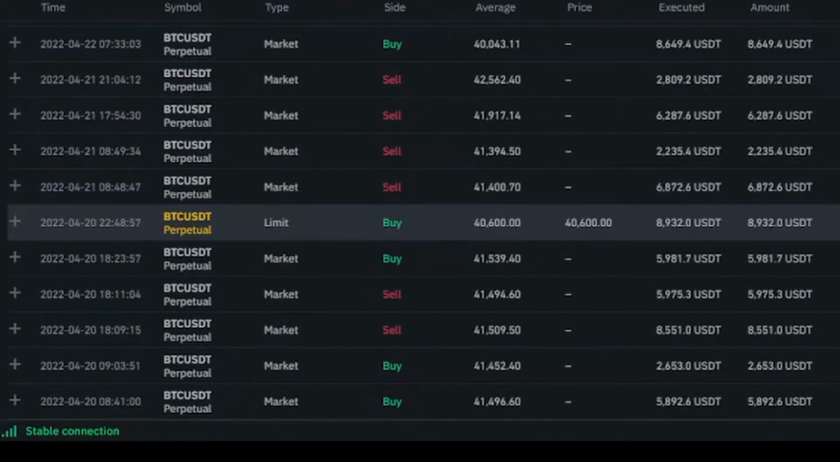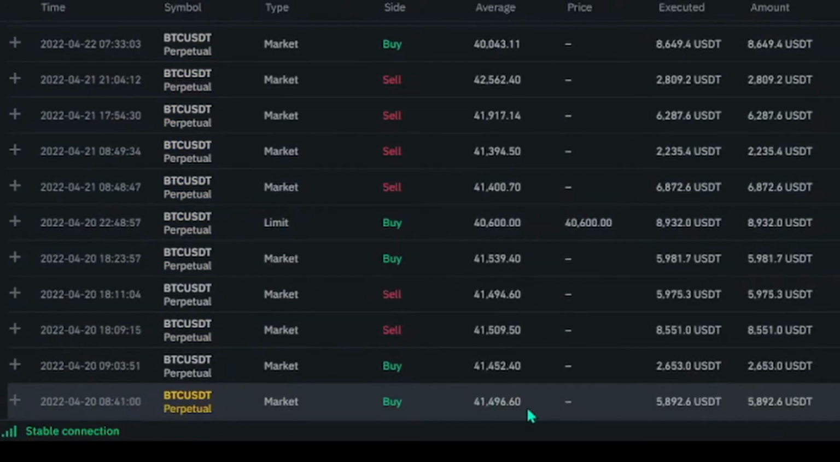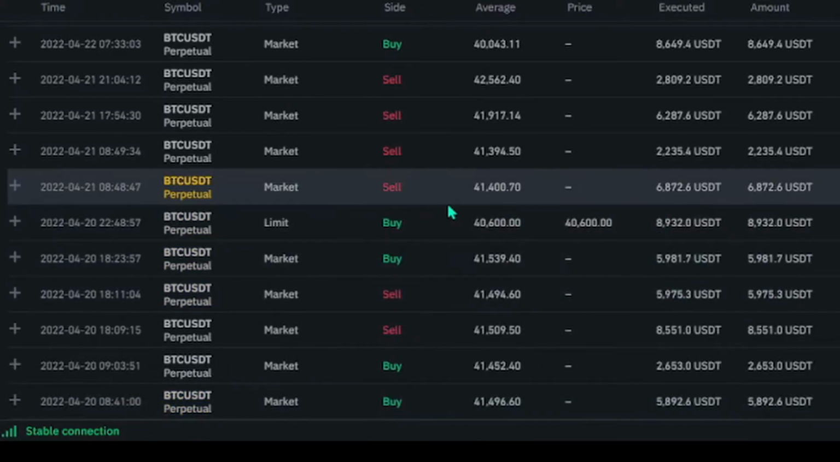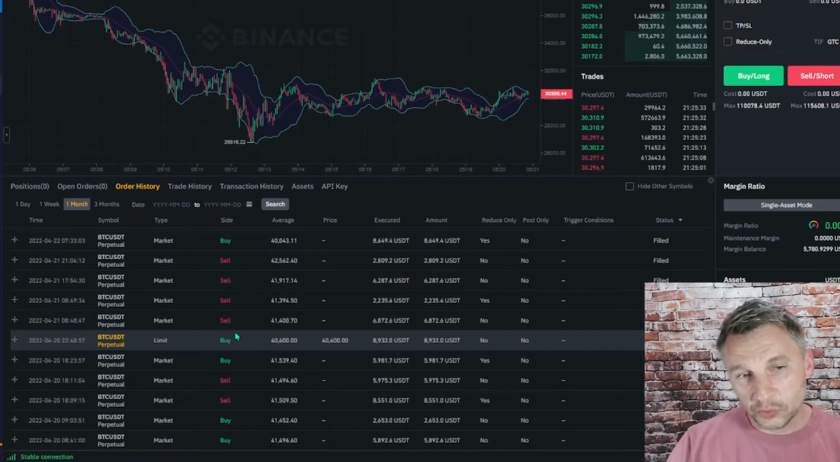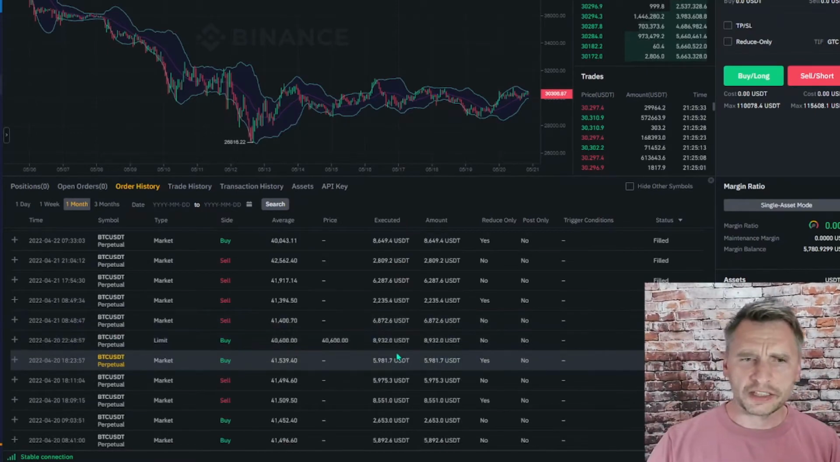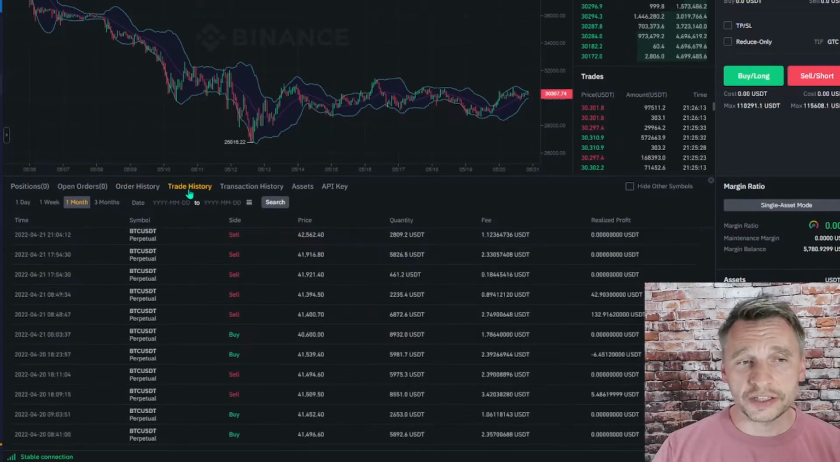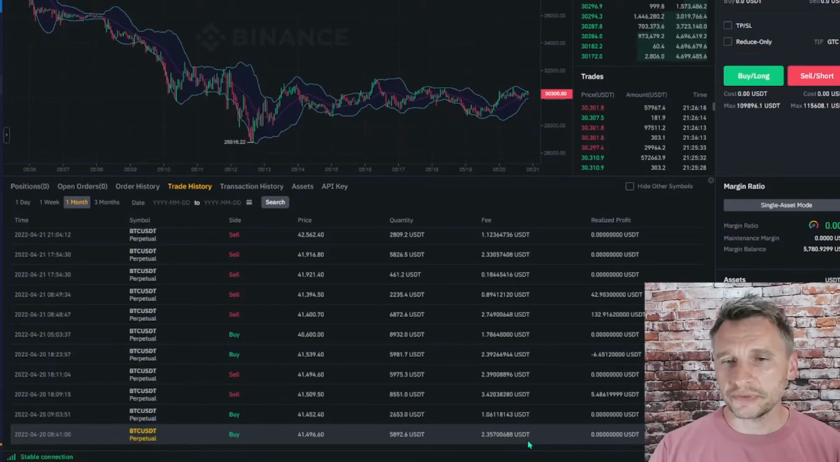And I can scroll down here and it gives me all the trading transactions that I've done over the past month. Order history is where you can find out all the orders that were placed when you opened the trade, whether it was long or short, or when you closed the trade. The trade history is the history that shows you the profits that you've gained.